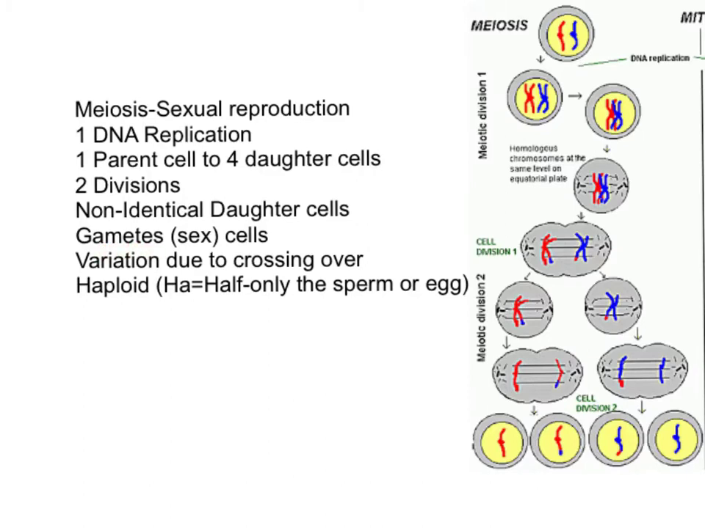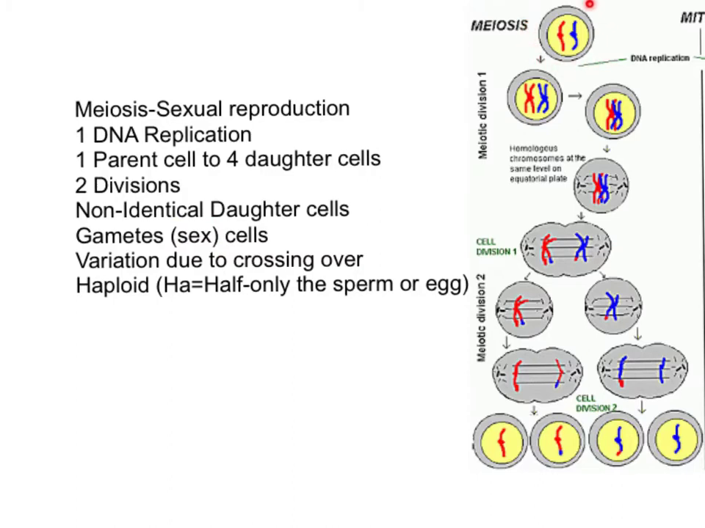Now, as you can see from this diagram, I'm going to be going over the differences between meiosis and mitosis. So meiosis is only occurring in two cells, either the sperm in men or the egg in females. So meiosis is a type of sexual reproduction since you are creating sex cells.